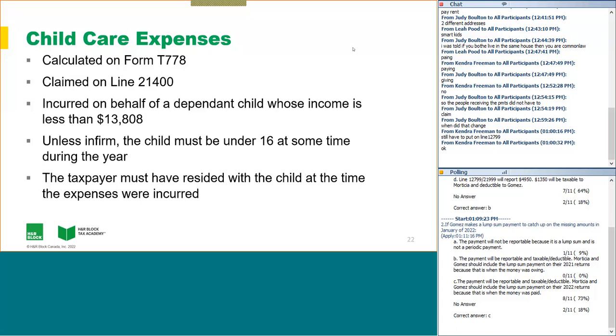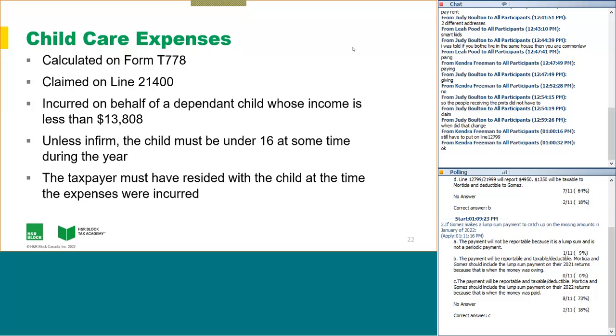It also includes children under 16 at some time during the year, so they have to have been under 16 while they were receiving the child care, and they can be 16 at the end of the year, but then the next year they won't qualify. Or, alternately, you can include older children if the child is infirm.